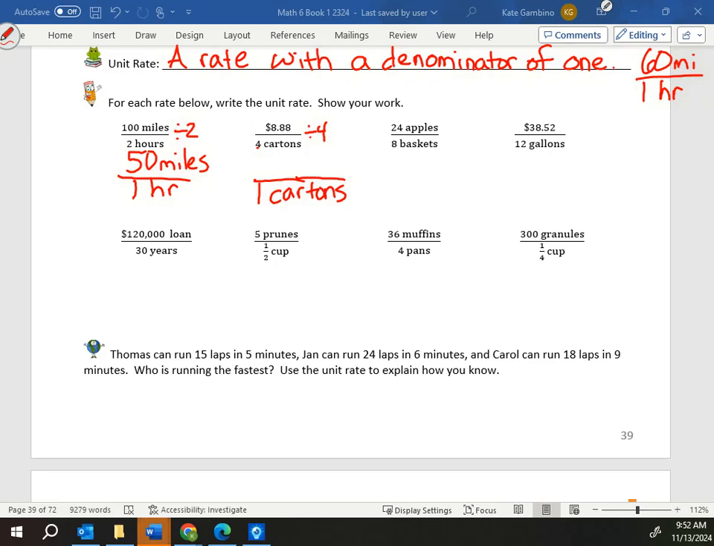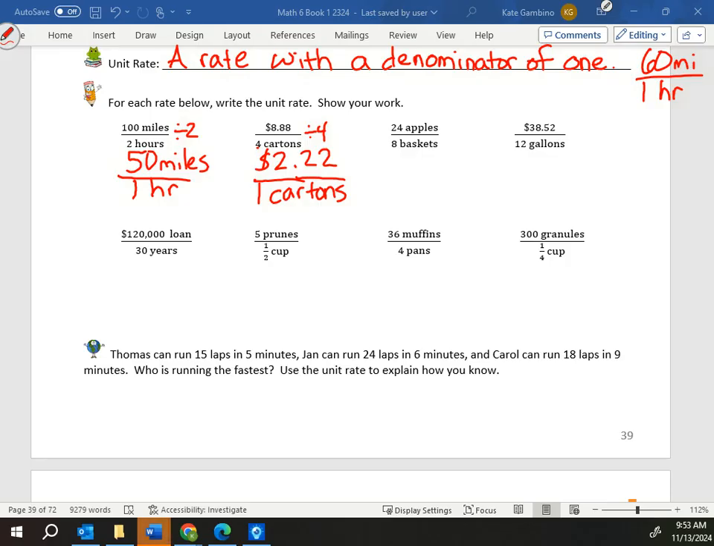So what would $8.88 divide down to? Lila? $2.22. That's 8 divided by 4 is 2, 8 divided by 4 is 2, 8 divided by 4 is 2. So what do you think this is telling me?